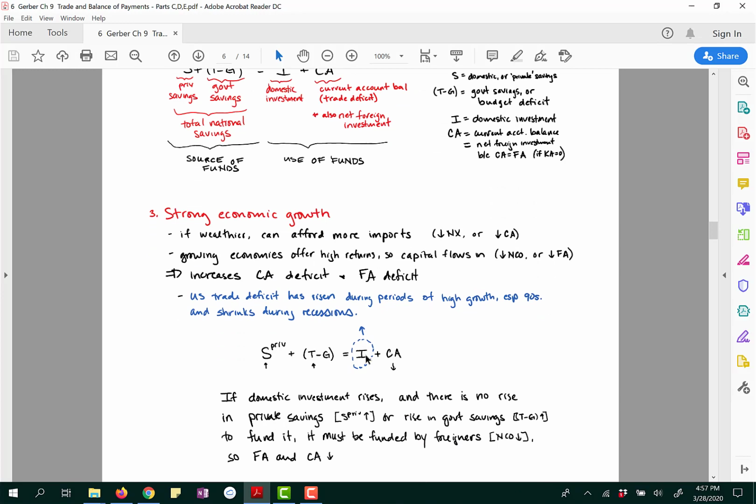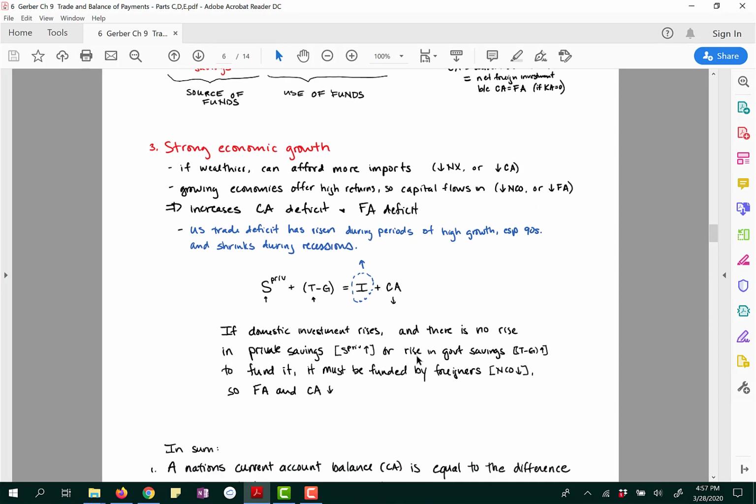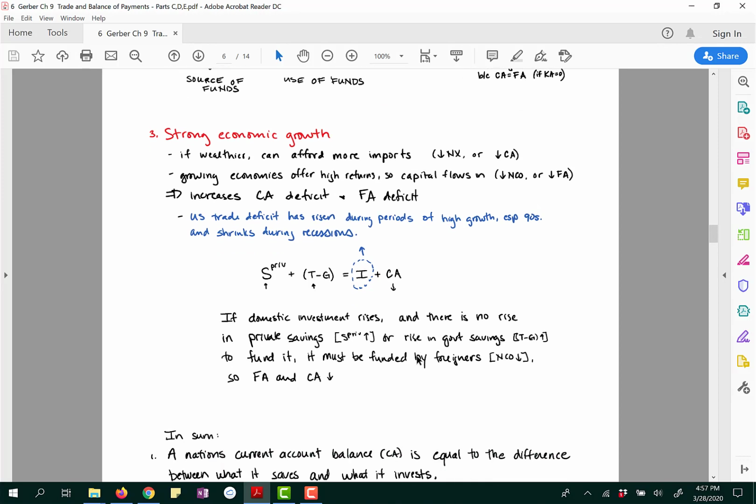If domestic investment rises, and if there's no increase in private savings to fund that investment, or no increase in government savings to fund that investment, then it has to come from foreigners, which means capital has to flow in, so the current account has to fall, which is the same thing as the financial account falling, meaning capital flows in.